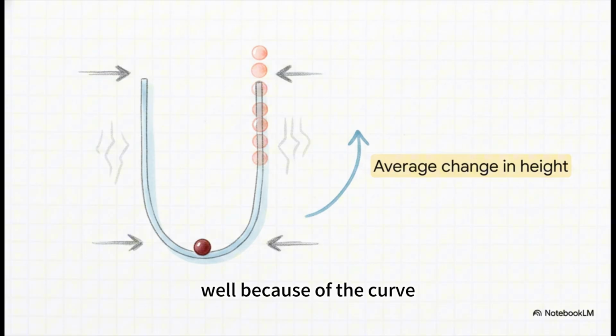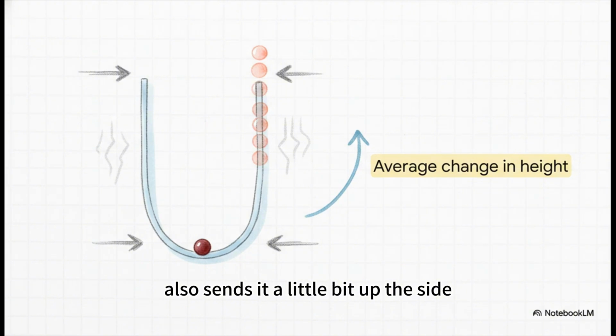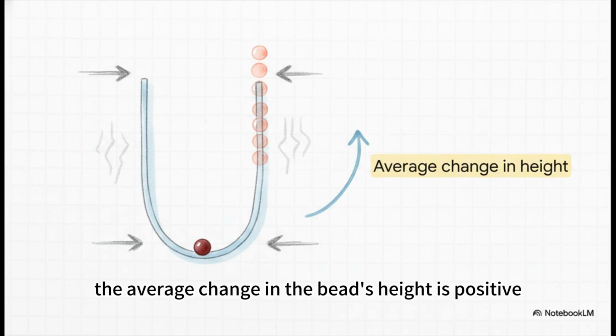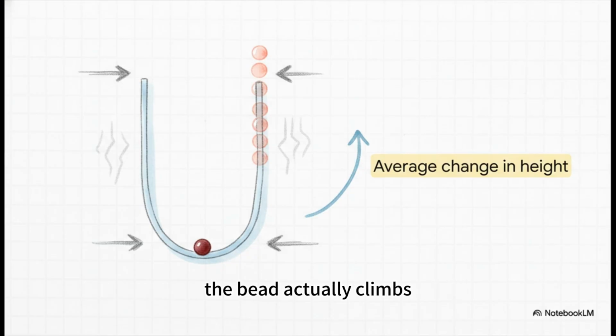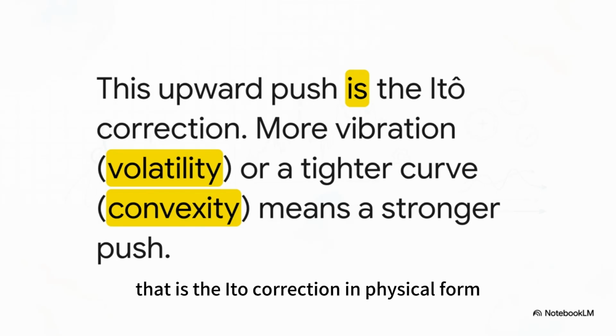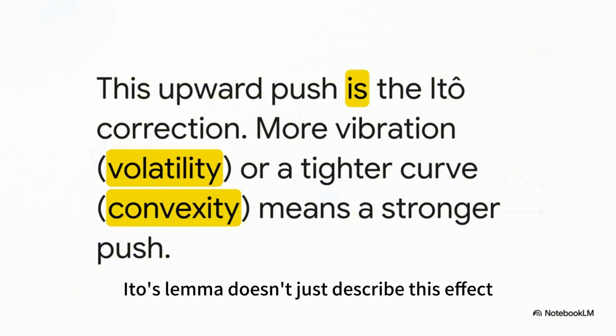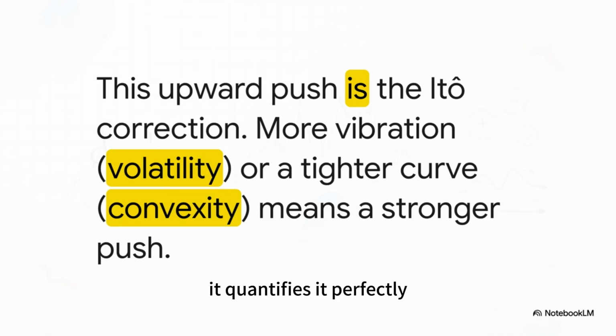Well, because of the curve, a jump to the left sends it a little bit up the side, and a jump to the right also sends it a little bit up the side. So even though the average vibration is 0, the average change in the bead's height is positive. The bead actually climbs. That upward push, that is the Ito correction in physical form. More vibration is just more volatility, and a tighter curve, what we call more convexity in finance, means you get an even stronger push. Ito's lemma doesn't just describe this effect, it quantifies it perfectly.